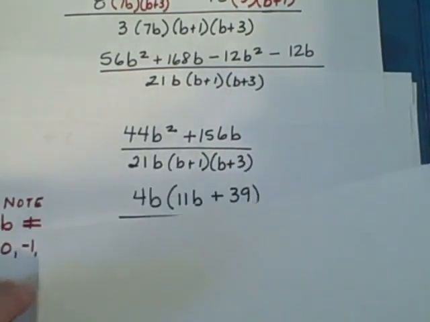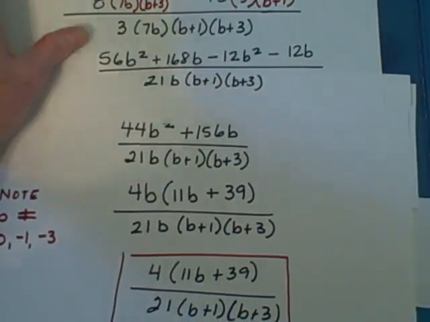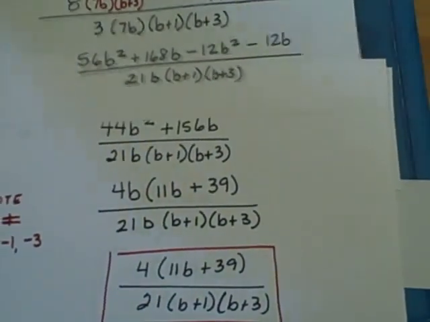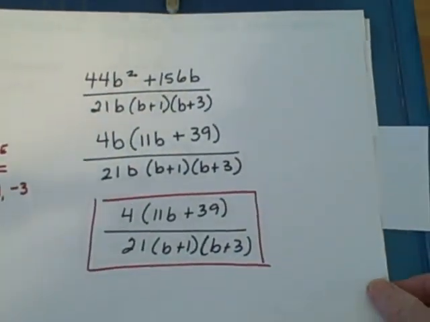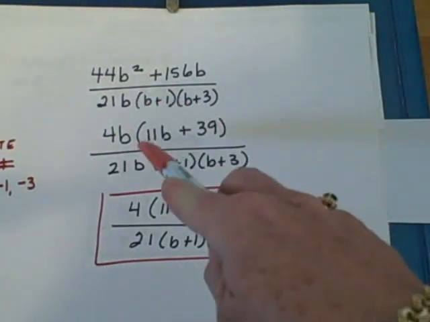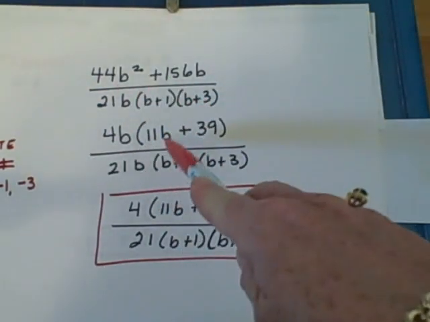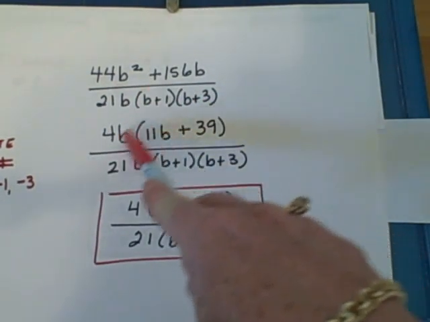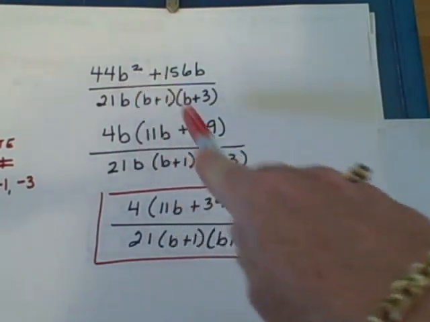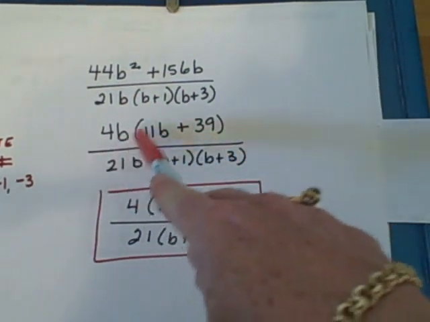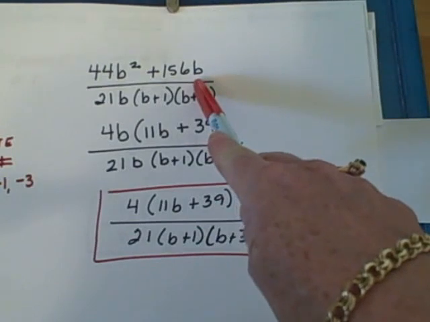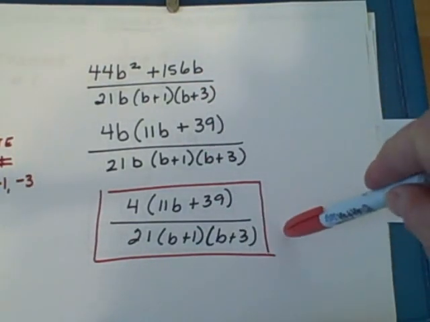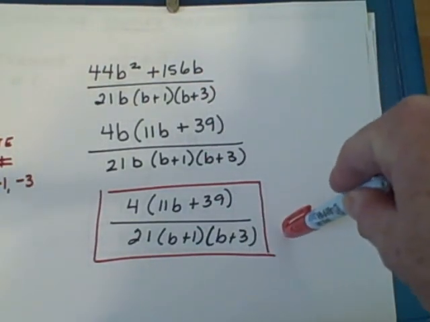So I'm going to then take out a 4b, and I get 4b out of 44b squared with, I get 11b. 4b times 11b is 44b squared. And 4b times 39 gives me the 156b. So there is my final answer.